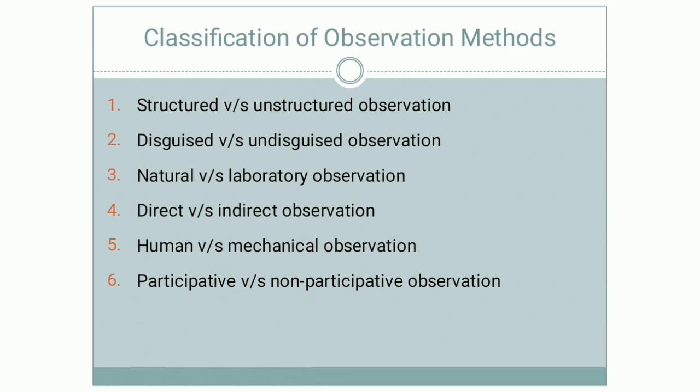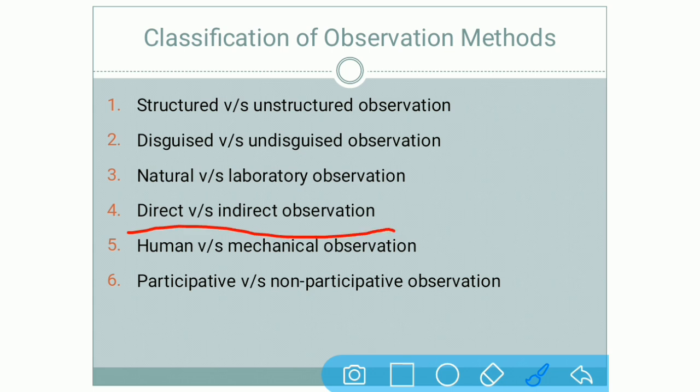Next is direct versus indirect observation. In case of direct observation, the event or behavior of a person is observed as it occurs. As soon as an event happens, you observe it right then, and that is known as direct observation. Indirect observation is after completion of a particular event. If you observe it indirectly, then it becomes indirect observation.